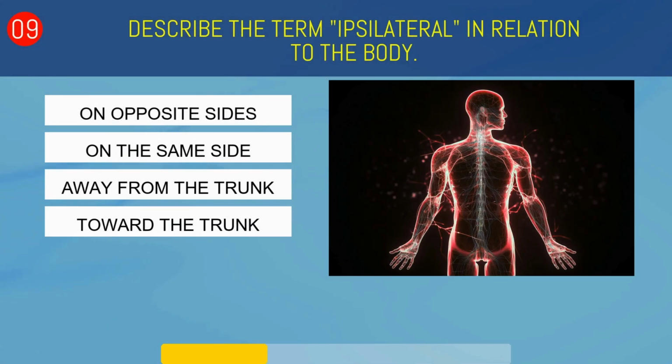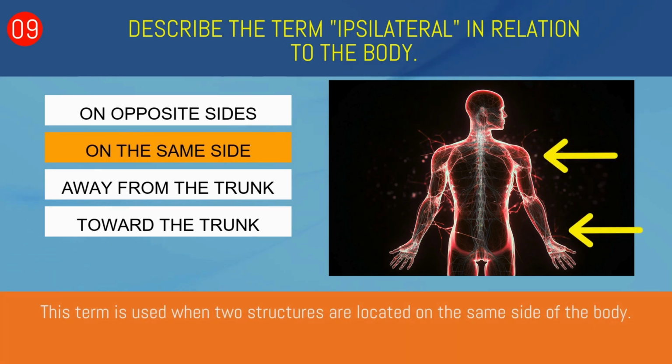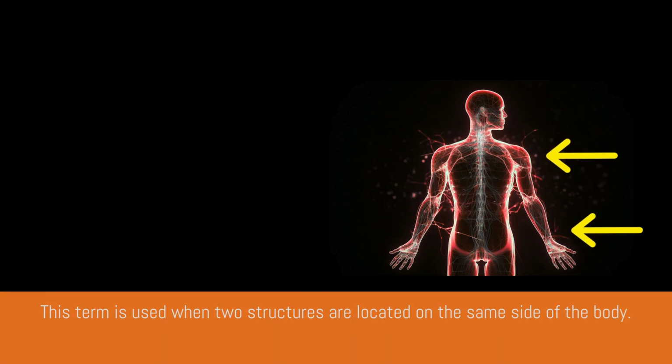Describe the term ipsilateral in relation to the body. On the same side. This term is used when two structures are located on the same side of the body.